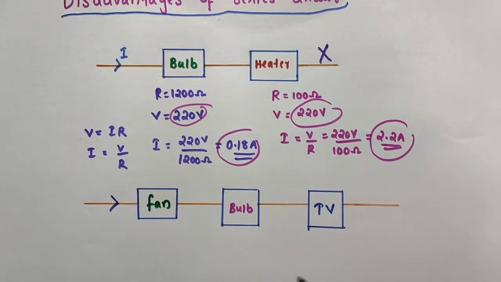Another major disadvantage of a series circuit is that when one component fails, the circuit becomes broken or open and none of the other components work. For example, in our home, consider we connect the fan, bulb, television, washing machine and other electrical devices in series combination. If the bulb fails or fuses, the whole circuit becomes an open circuit and none of the other devices work. The fan will not work, the television won't work, like that.